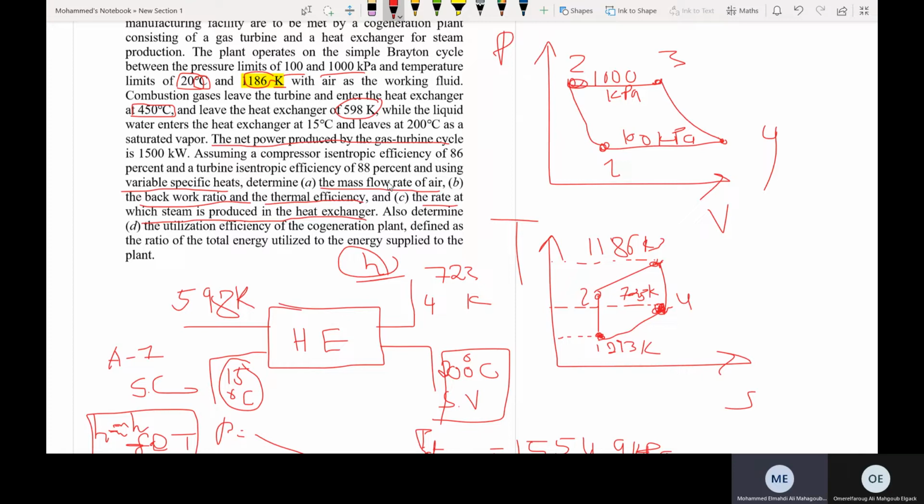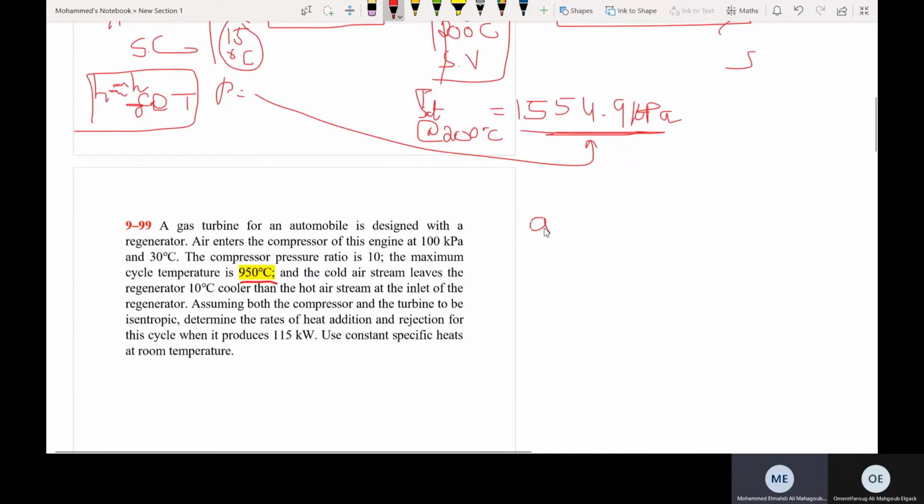So now the mass flow rate of the air. This is the first part. What's the equation for the mass flow rate? The mass flow rate always equals the net power produced by the cycle over the specific work produced by the cycle.